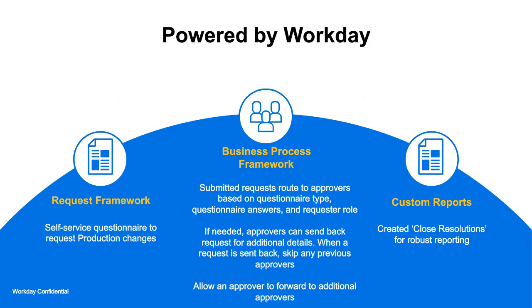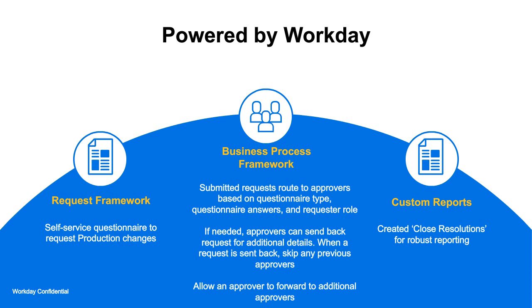So how did we resolve this? First, we created questionnaires for each type of change request. And then we have workflows that route the request based on questionnaire type, questionnaire answers, and requester role. We also allow an approver to send back a request for additional details. And when this occurs, we want to skip any previous approvers when the routing resumes.